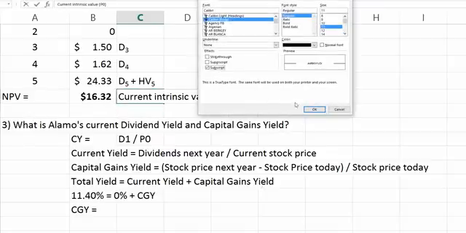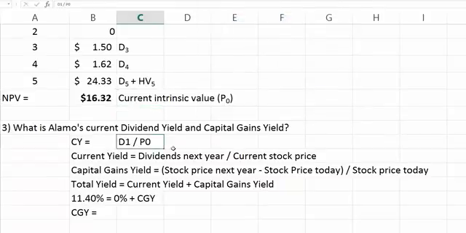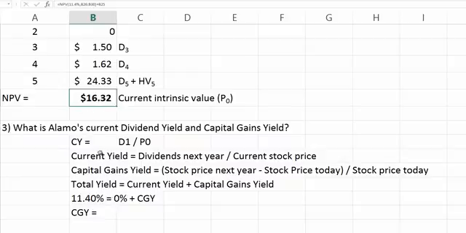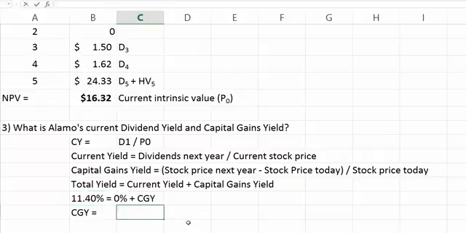So if you have to choose between what's the dividend next year divided by the intrinsic value today, we know the dividends next year is zero, so zero divided by the price is zero, so the dividend yield is zero. And the capital gains yield is usually easier to find by differencing, by subtracting from total yield 11.4%, which is 11.4% minus 0, because that's the dividend yield, we get the capital gains yield of 11.4%.